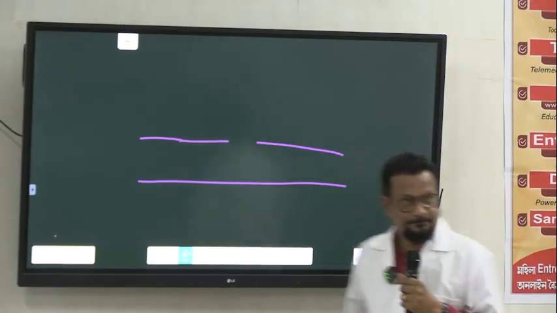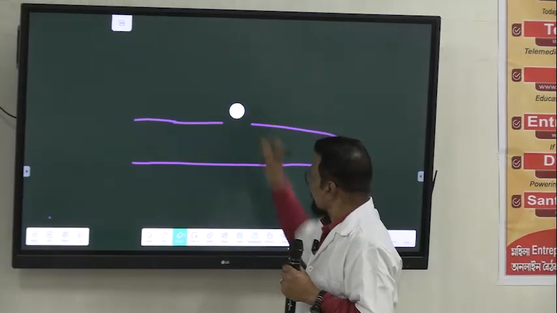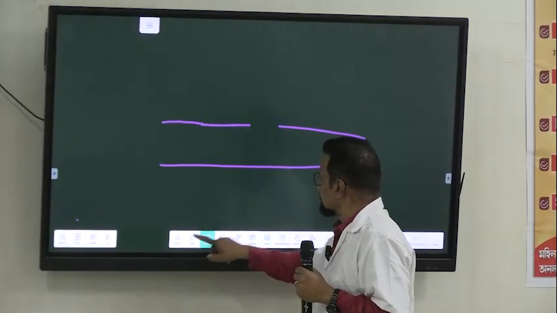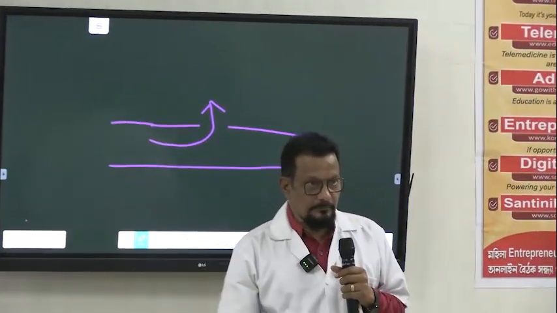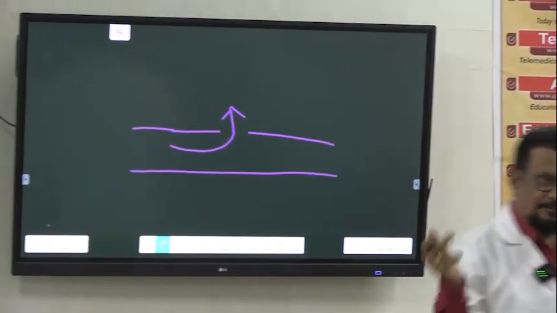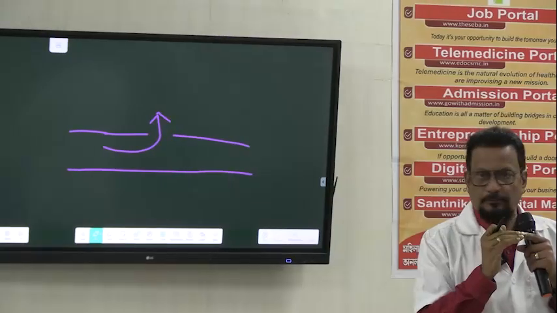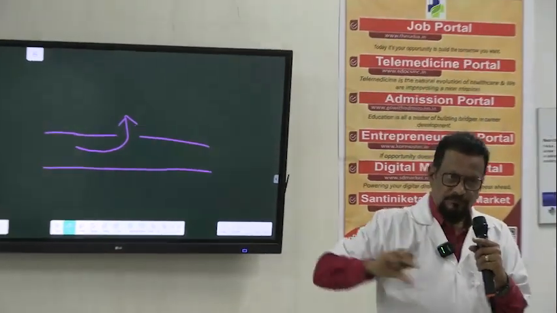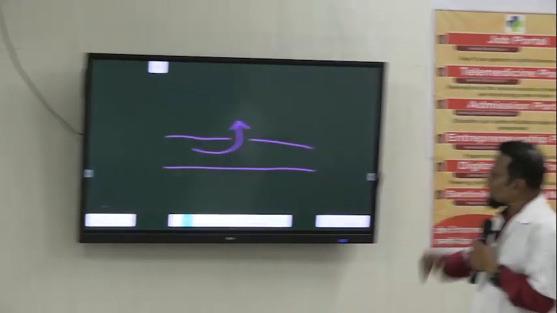This is a blood vessel, injured. Blood is coming out, and spontaneously there will be cessation of bleeding. This is hemostasis. Now, what is the phenomena going on?